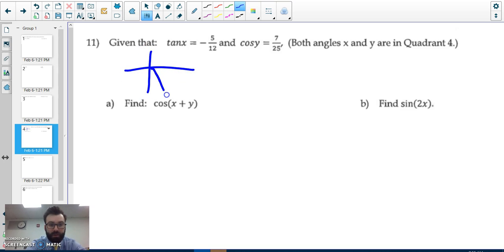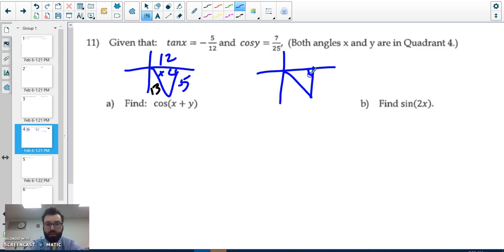Okay. Quadrant 4, x. All right, tangent is opposite over adjacent, so I have opposite over adjacent. And remember, if I'm going down, this needs to be negative. Triple 5, 12, 13. All right, cosine of y, 7 over 25. Here's y, 7, 25. Then this should be negative 24, 7, 24, 25.